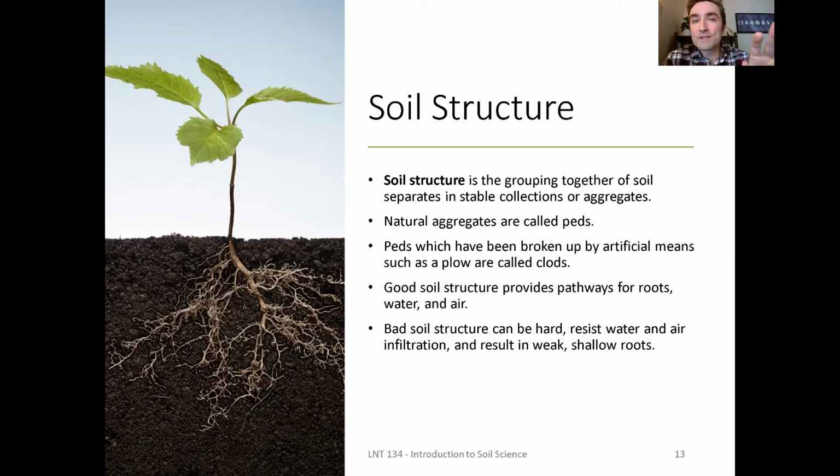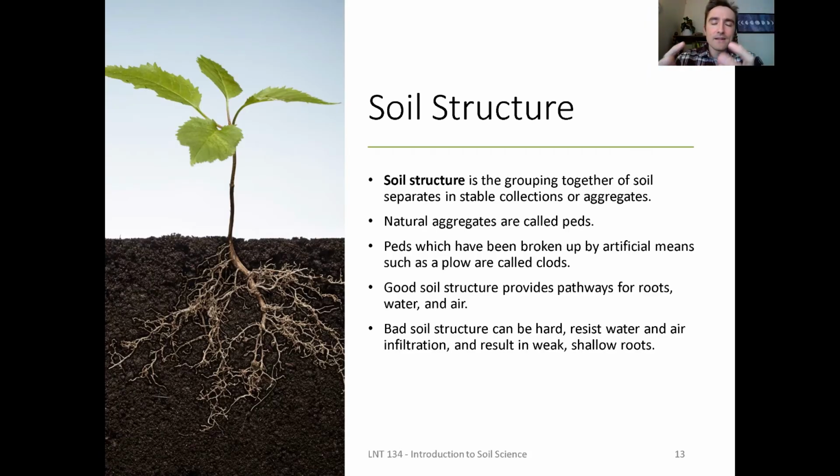It's important to know the difference between texture and structure. Texture is how much sand, silt, and clay do you have, but the structure is how are they arranged in physical space. So we're going to go through this and take a look at the different types of soil structure as well.